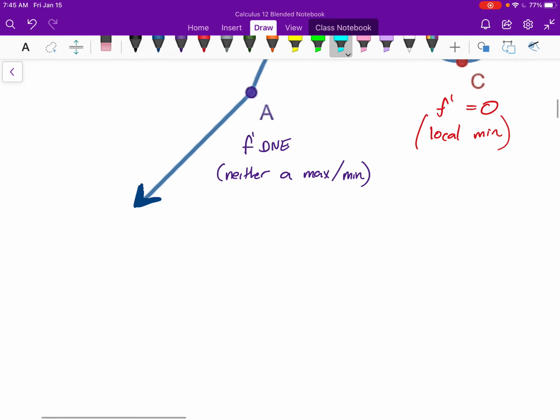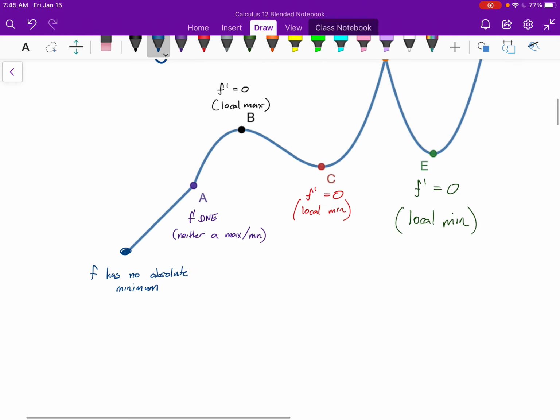And so we say f has no absolute minimum. And that's just because, again, it just keeps going down forever. Whatever value you may think is the lowest, there's always something lower. If I change this function for a moment and I made this an endpoint, then that would in this case be the absolute minimum, because that's the lowest. If you look at the entire graph, that's the lowest point. But I want to go back to how it was.